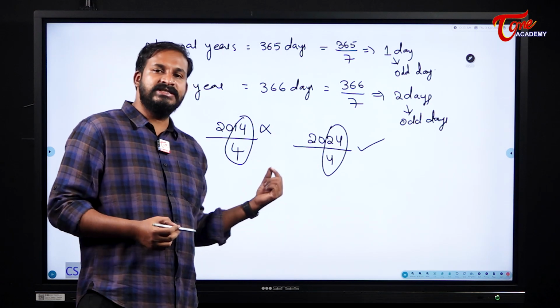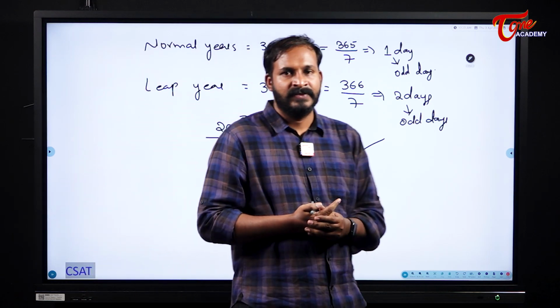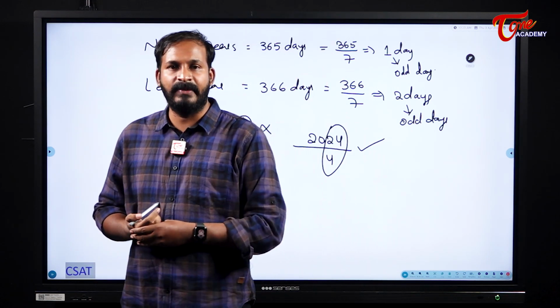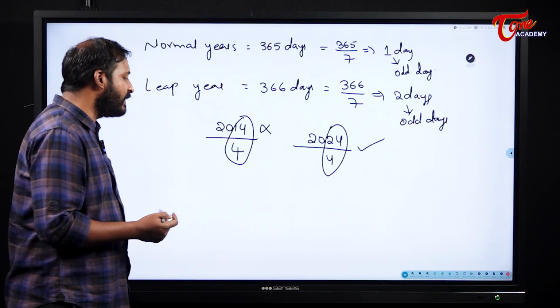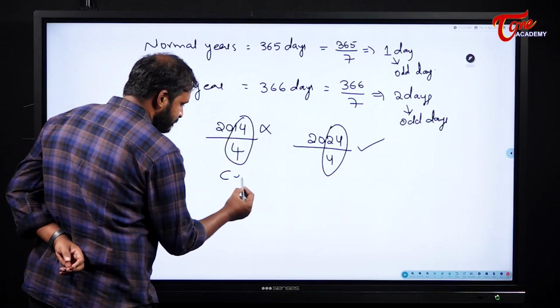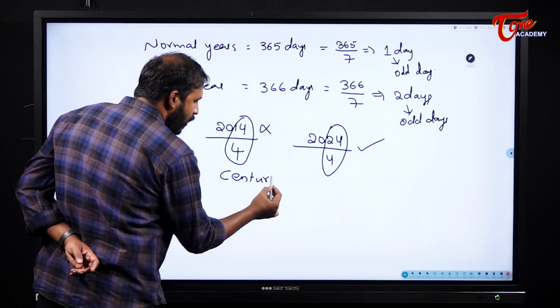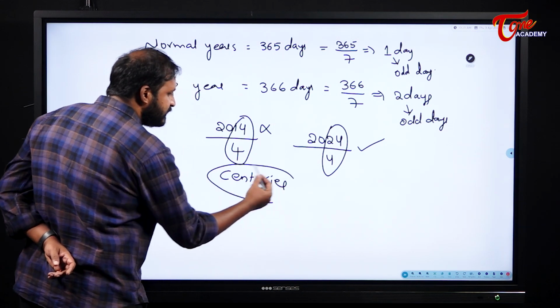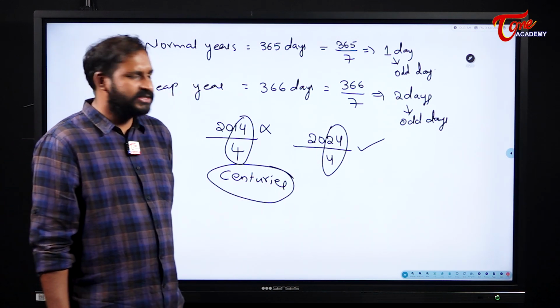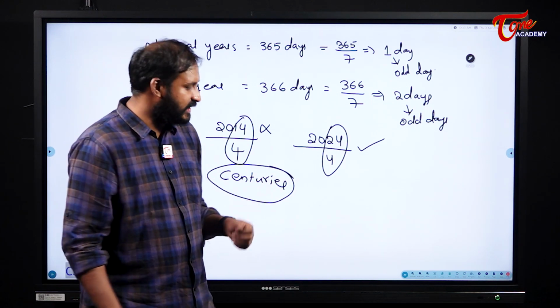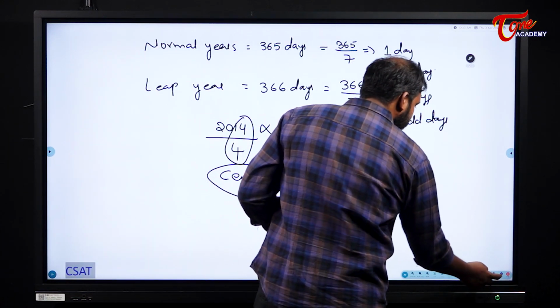See students, this is the case of normal years. But what will happen in the case of centuries? How will we check whether the given century is a leap year or not? See, there is a slight difference. What is the reason? I will tell you the reason behind that.